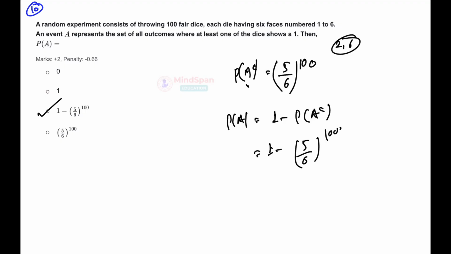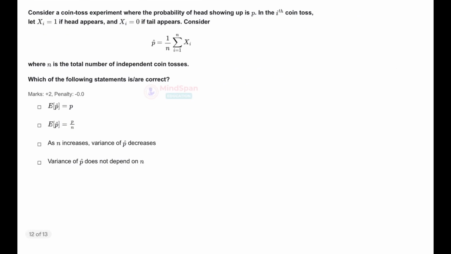So this is a very generic question, it has been asked very often of this type. If you pick up the previous years' papers, you will find a lot of questions based on this. Alright, now let me move to the next question. Now let's look at question number 11.